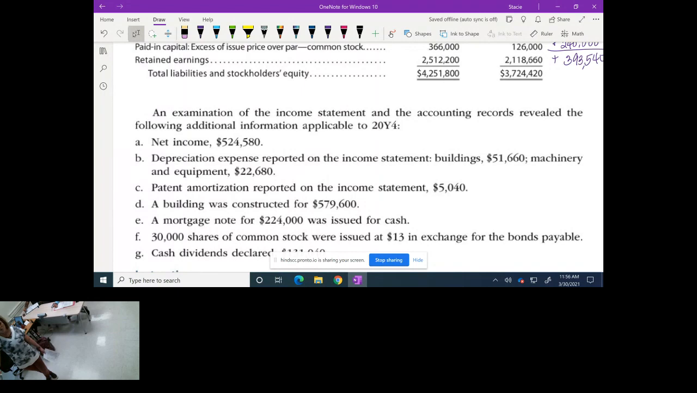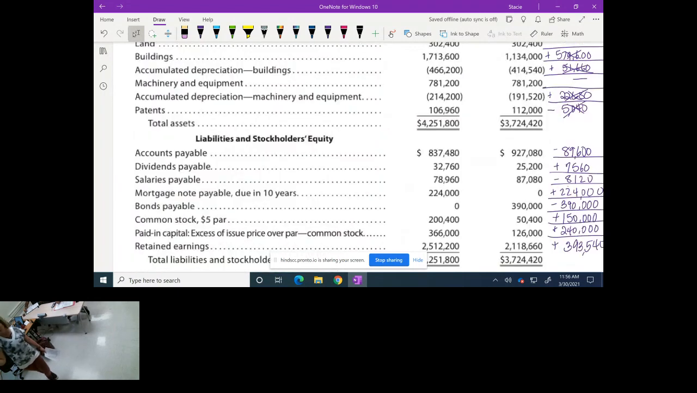Mortgage note for 224 was issued. Okay, well, our liabilities, there's that 224. I don't want a duplication of effort, so we got it in the list. We don't need it here too.